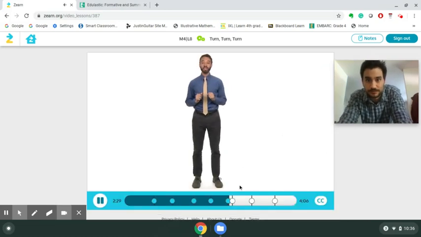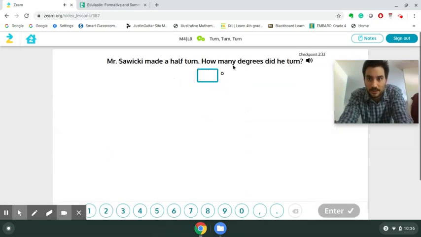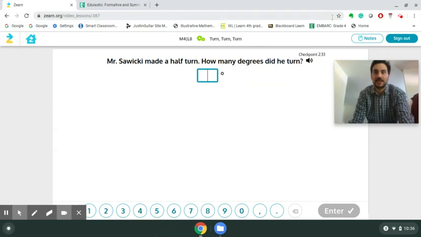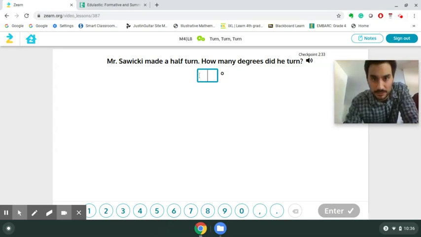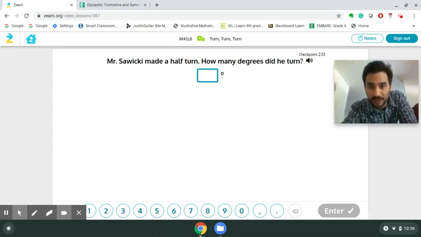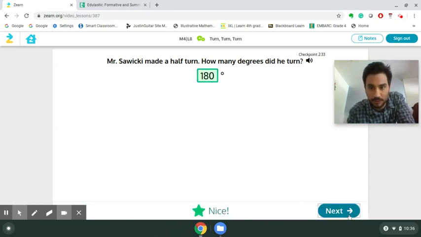This time I'll make a half turn. Okay, so Mr. Sawicki did his half turn like this. He started facing forward, and then he made 2 quarter turns. I'm going to do it the opposite way, though. So I'm going to start facing this way, and now I'm going to make my turns. 1/4, 2/4. 2 quarter turns, or a half turn. How many degrees? I'll give you a hint. Think about half of a full circle. If you said 180 degrees, you were correct.